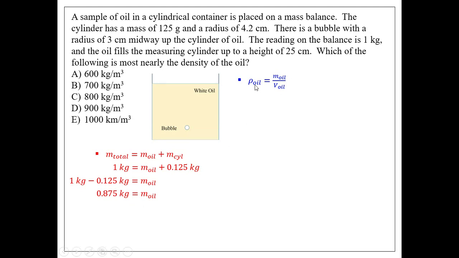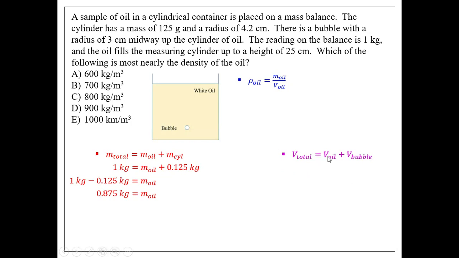To find the density of the oil, you need the mass of the oil, which I just did. Now, I need the volume of the oil. So let's go and find volume. The problem says that you fill this particular cylinder up to 25 centimeters. I don't know what the volume of the oil is because this air pocket is just trapped inside the oil, but it does occupy a volume, right?